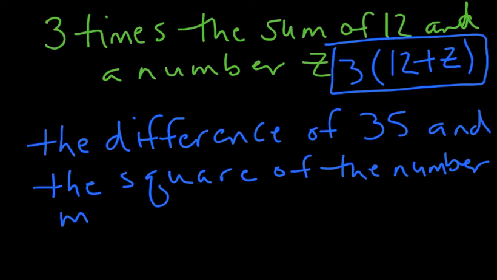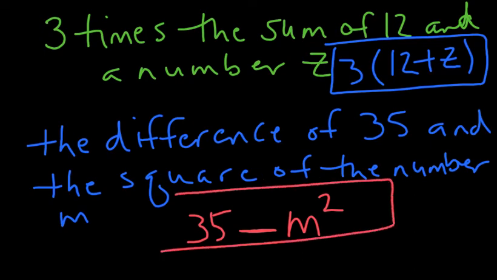Now the second one says the difference of 35 and the square of the number m. Difference means minus. So we know it's minus. 35 comes first. When it's using difference and 35 comes first, that's first. The square of the number m is second. The square of the number m means m squared. So 35 minus m squared, that's your answer.